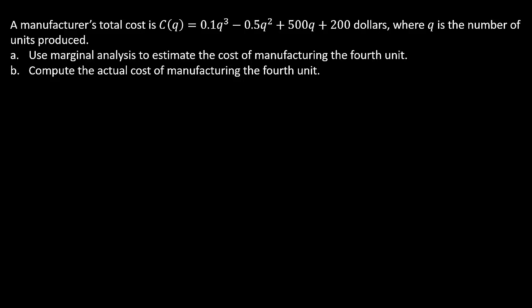So we've got a manufacturer's total cost of C of Q is equal to 0.1 Q to the third minus 0.5 Q squared plus 500 Q plus $200, where Q is the number of units produced. Use marginal analysis to estimate the cost of manufacturing the fourth unit.